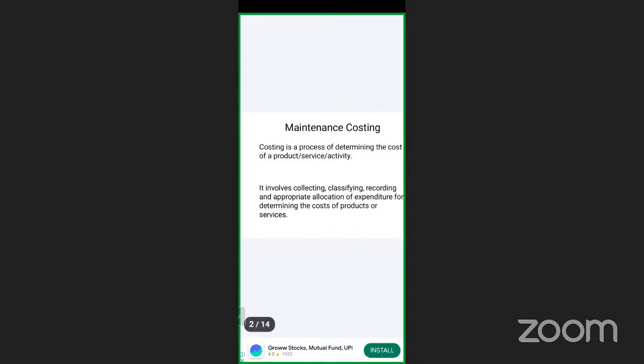Next, we will see the maintenance costing, definition of costing basically. So what is costing? Costing is the full process of finding out the cost. Why do I want to find out the cost? Cost is nothing but how much you are spending to produce a particular good or service.